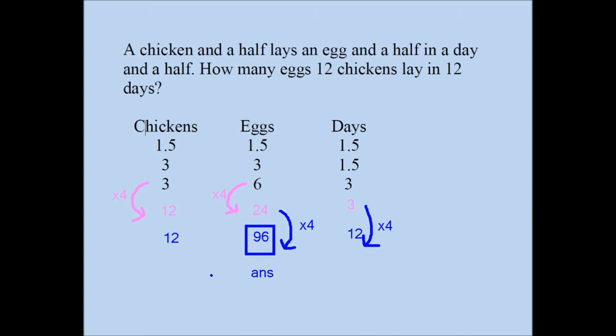That's my final answer. So if 1.5 chickens lay 1.5 eggs over a period of 1.5 days, 12 chickens can lay 96 eggs over a period of 12 days.